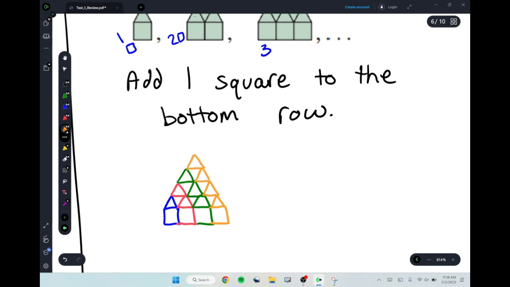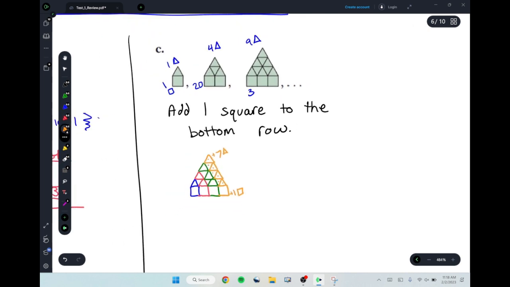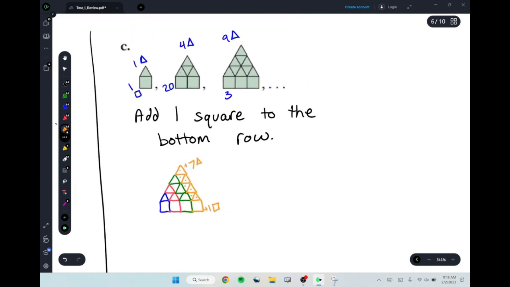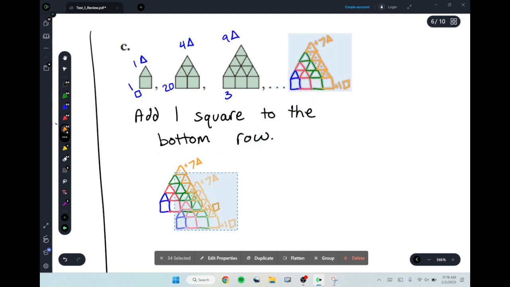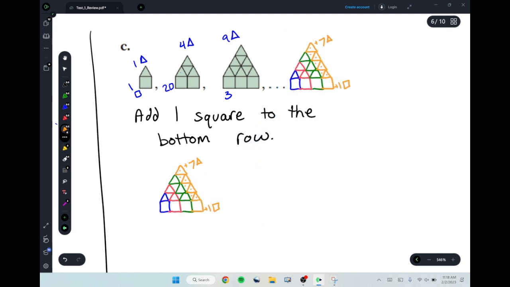How many triangles did that add? 1, 2, 3, 4, 5, 6, 7. Plus 7 triangles, plus 1 square. So that's the new shape, yeah? Everybody cool with that? And if I wanted to put the extra words that we just determined on there, we still added 1 square to the bottom row.